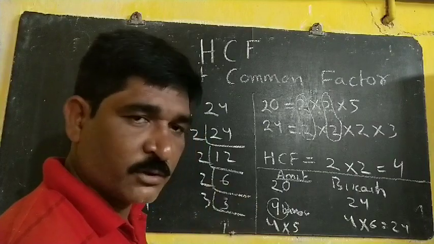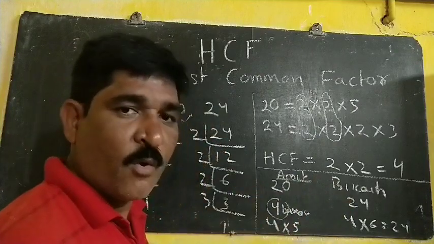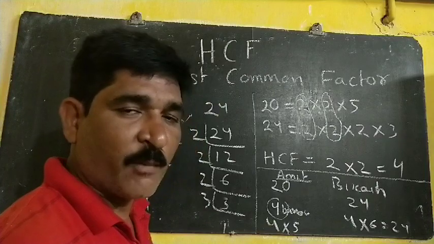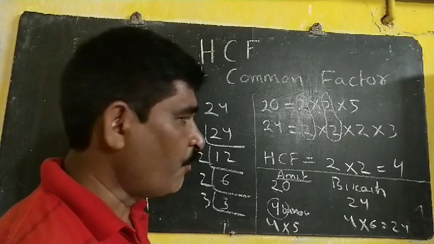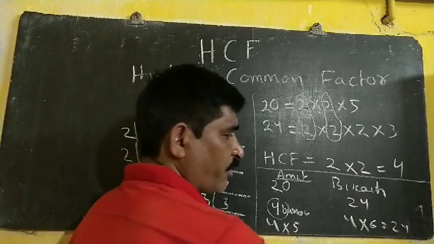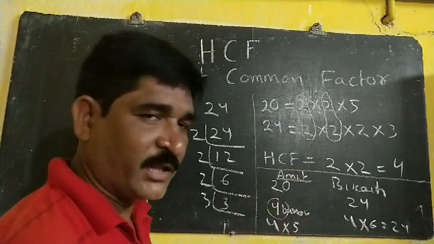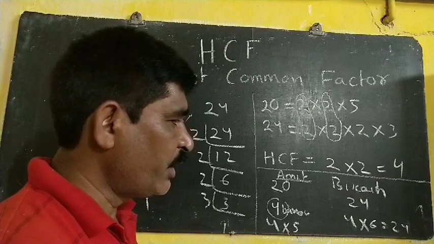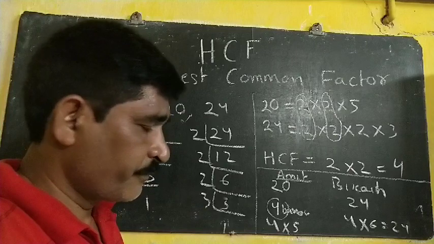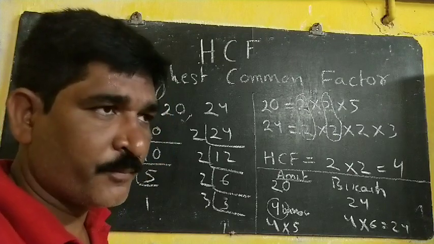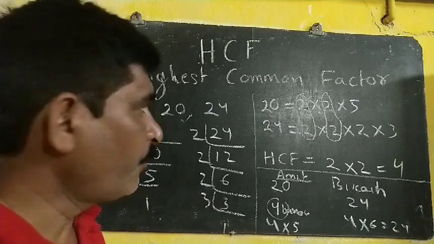Similarly, Vikas also. Vikas has 24 bananas. So each time 4 bananas feed means he will take 6 times to feed 24 bananas, because 4 sixes are 24. 4 bananas, 4 bananas, 4 bananas, like this you have to feed 6 times. So it will become 24 bananas. Okay. So this is the use of our HCF. Another example I will give you.